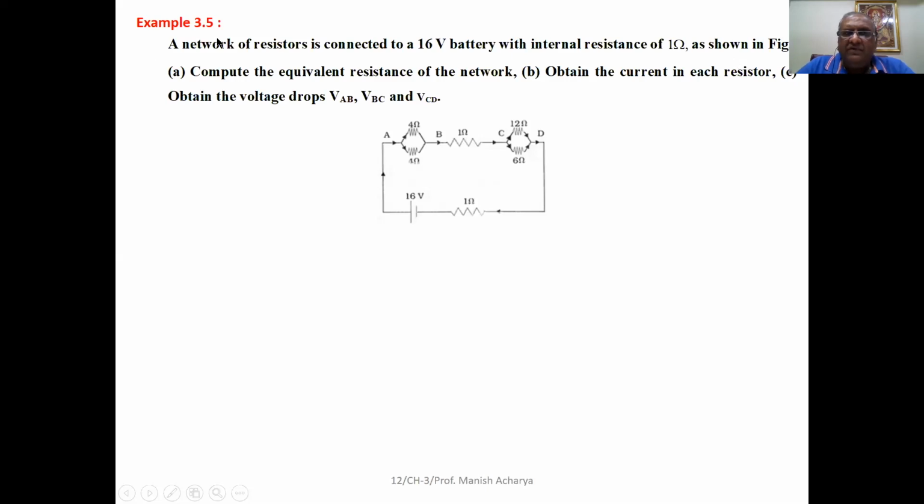Example 3.5. A network of resistors is connected to a 16-volt battery with internal resistance of 1 ohm, as shown in figure. A. Compute the equivalent resistance of the network. B. Obtain the current in each resistor. C. Obtain the voltage drop across AB, across BC, and across CD. And now the network is given to you.